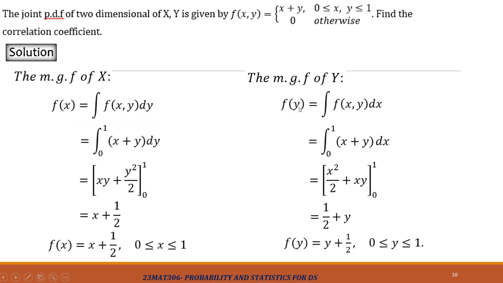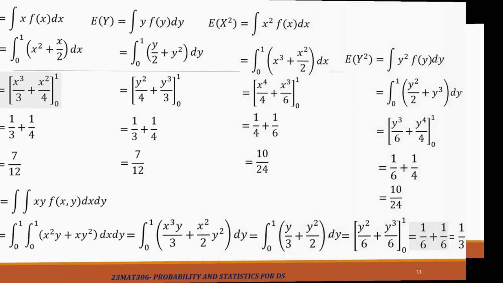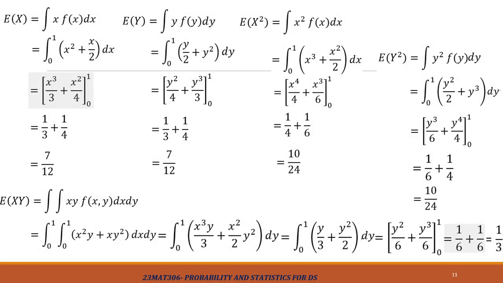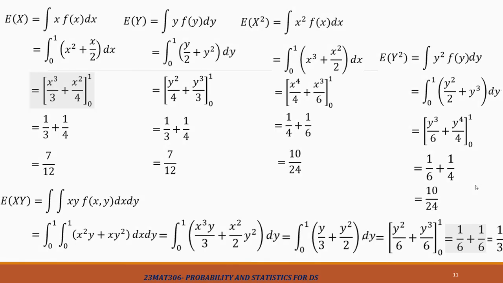Likewise, we have to find the value for f of y. It is equal to y plus 1 by 2 after integrating. Next, we have to find the E of x, E of y, and E of xy. These are continuous random variables, so we will take the integration. And E of xy means two-dimensional random variable, so we have to take the double integration. Within the double integration, we multiply xy into f of x comma y into dx into dy. So the expected value of xy, the final answer, is 1 by 3.